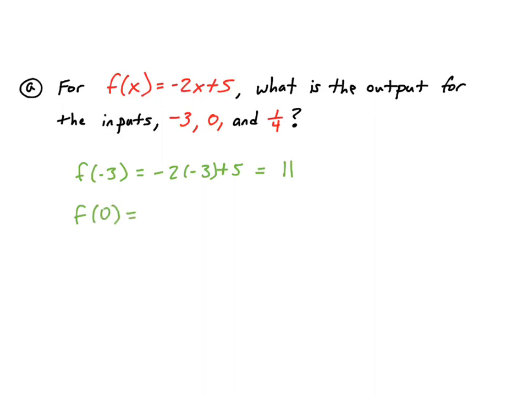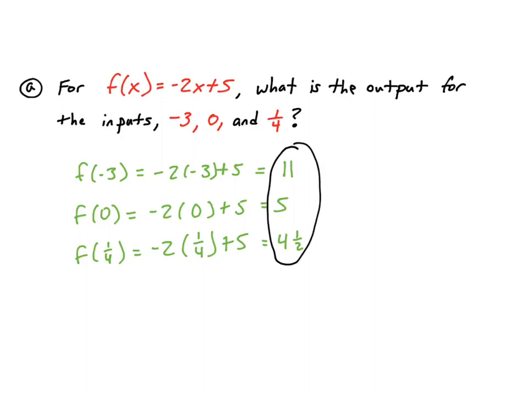f of 0, so negative 2 times 0 plus 5. 2 times 0 is 0, plus 5 is 5. And then f of 1/4 equals negative 2 times 1/4 plus 5. Negative 2 times 1/4 is negative 1/2. Negative 1/2 plus 5 is going to give us a positive 4.5. So these represent your outputs.